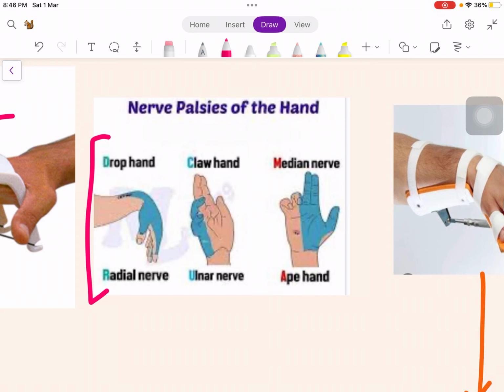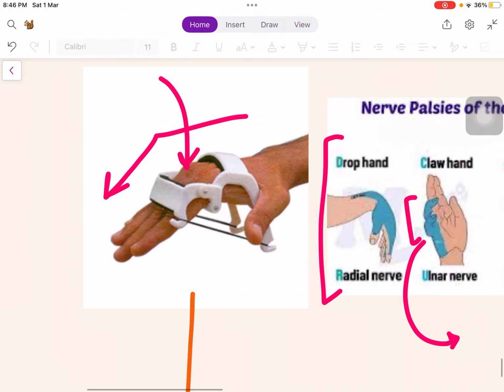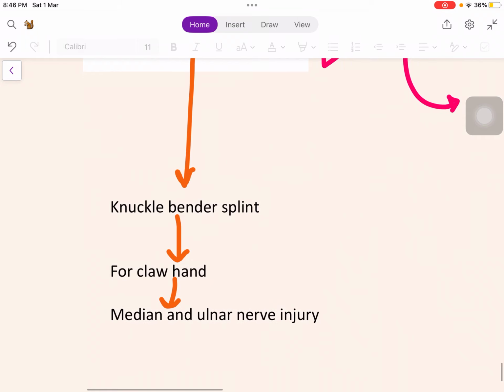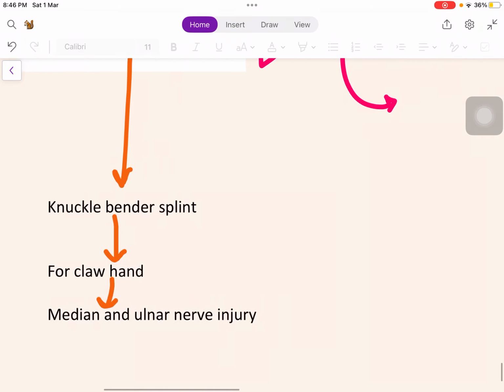So what is happening in a claw hand? See these fingers, right? The PIP and DIP are flexed, but the knuckles are hyperextended. Because the knuckles are hyperextended, we are using a knuckle bender splint. So this was the knuckle bender splint for claw hand caused by median and ulnar nerve injury.